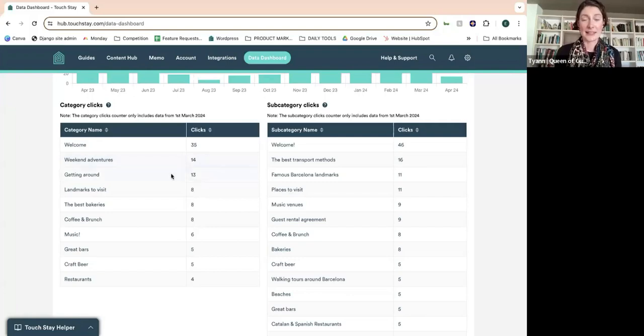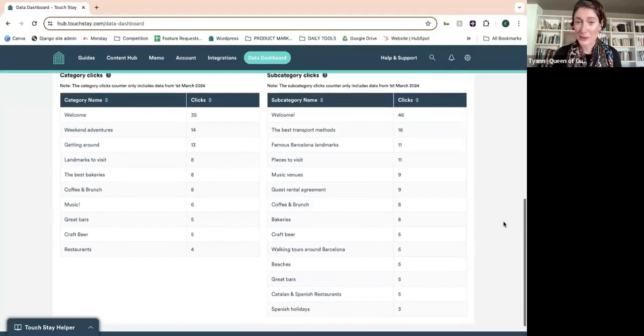And then next is getting around. People always want to know how to get around, whether it's taxi, bus, walking, whatever. So that makes sense. So as you can see, it just breaks down all the different categories and how often people are viewing them. Super straightforward. And then next is the subcategory clicks. So again, this is another level down of data. Again, I've got lots of bits in my welcome category, so it makes sense that that subcategory within the welcome category is at the top there. And then it breaks down again, showing all of the different ones that are interesting.